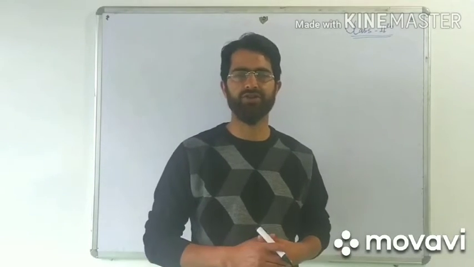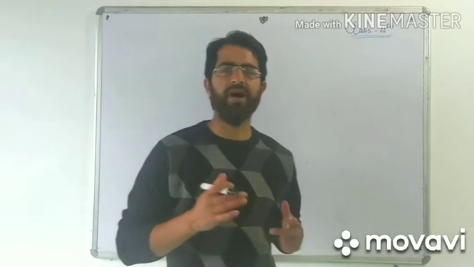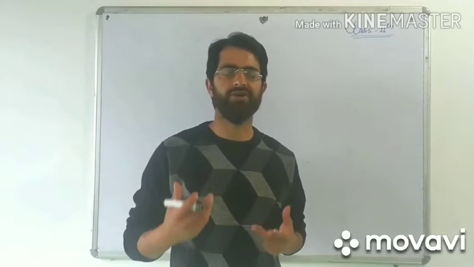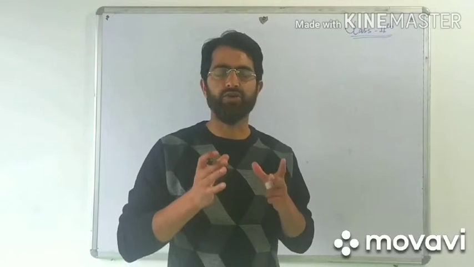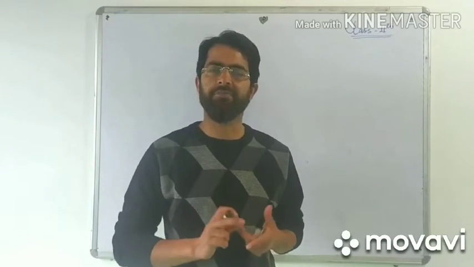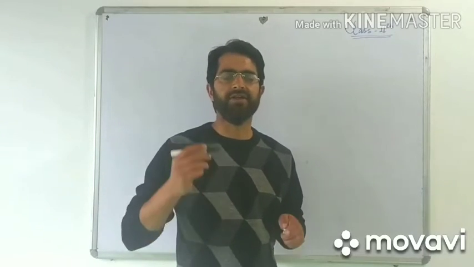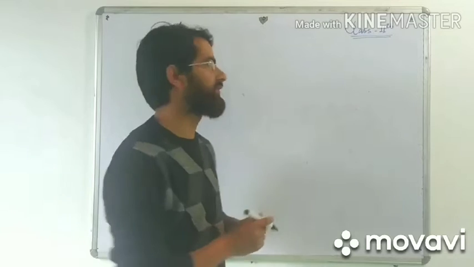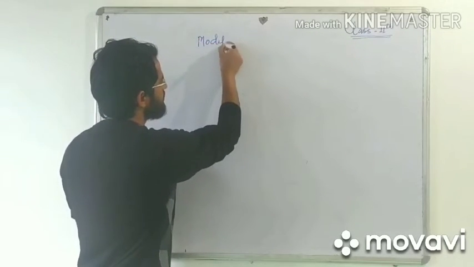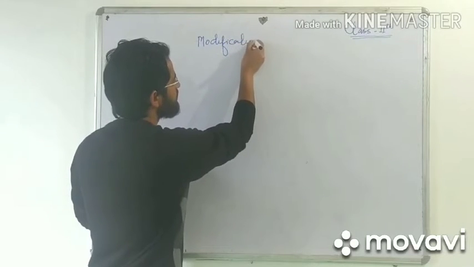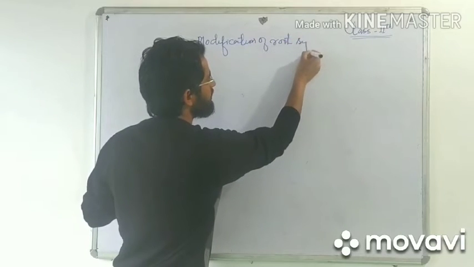Today in this lecture series, we will discuss the morphology of angiospermic plants. In part one, we introduced what morphology is and what its types are. Later on, we discussed the root system and its types based on origin. Today, we will study the modifications of the root system.